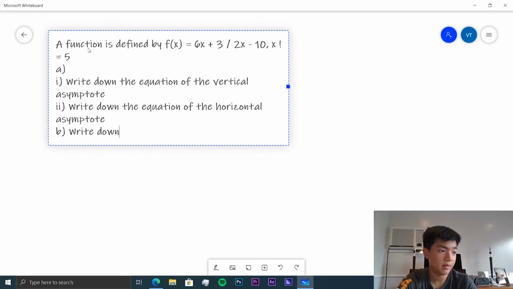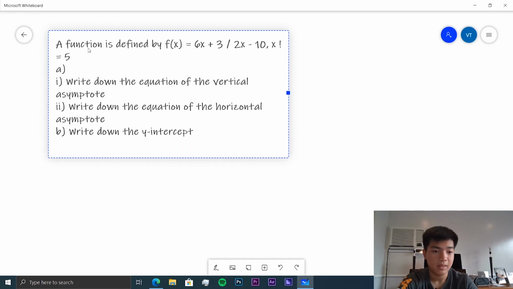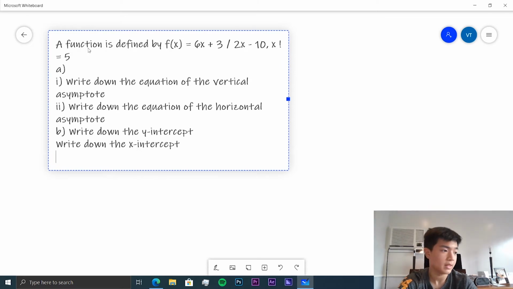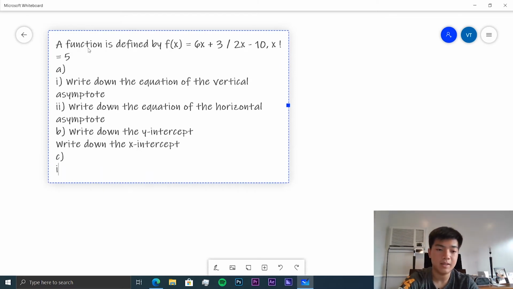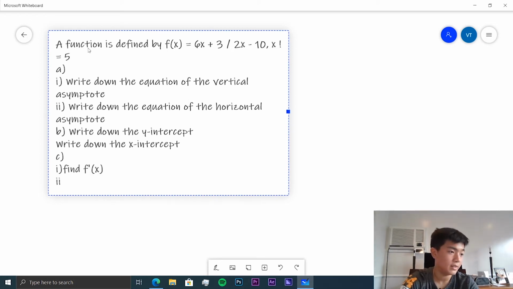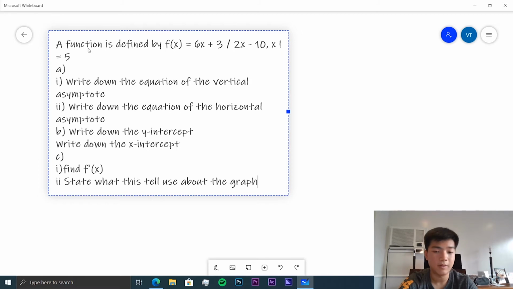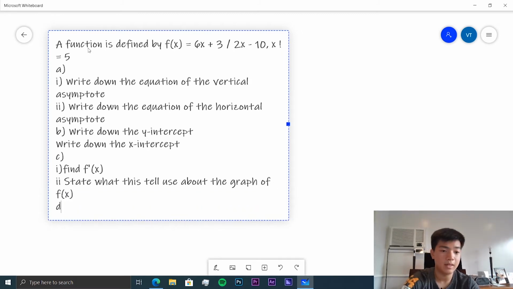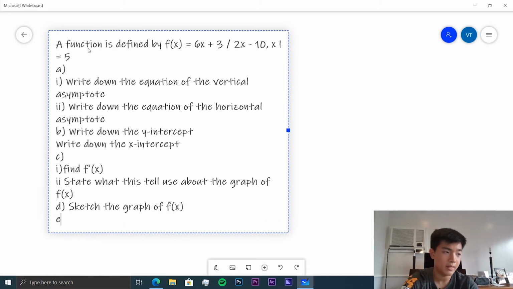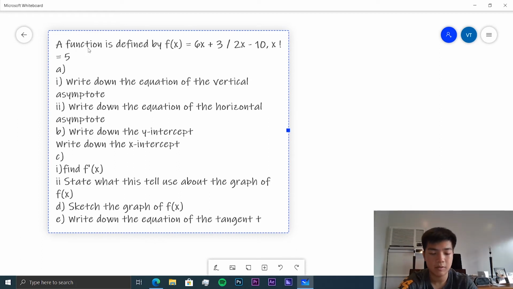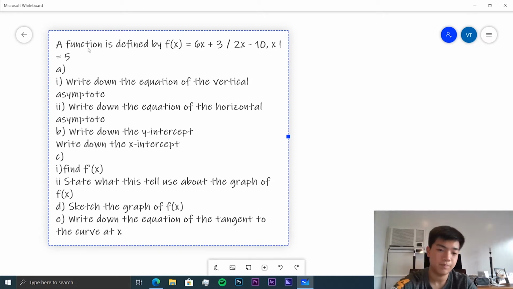Next write down the y-intercept and write down the x-intercept. And then next find the derivative, so f prime of x, and then state what this tells us about the graph of f of x. Finally, sketch the graph of f of x and write down the equation of the tangent to the curve at x is equal to 2.